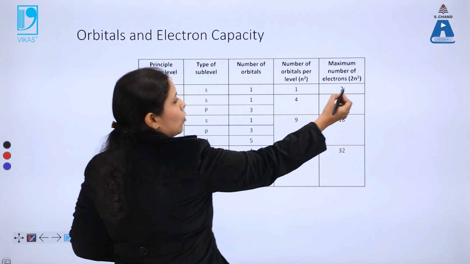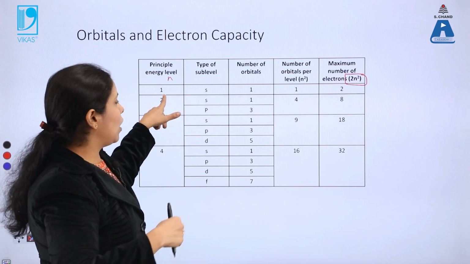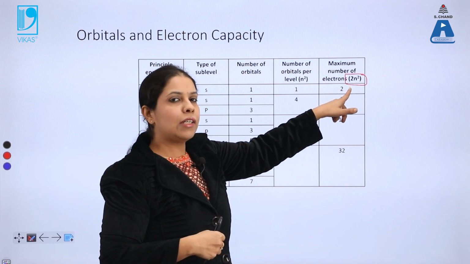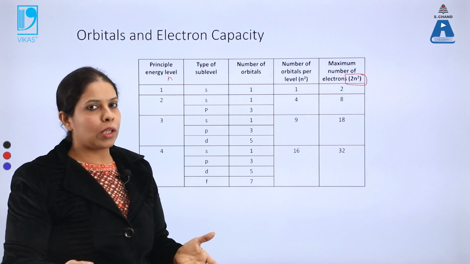You can also find the maximum number of electrons using this formula. You can put the value of your n over here and find 2n square. So you can find the maximum number of electrons simply by putting in the value.